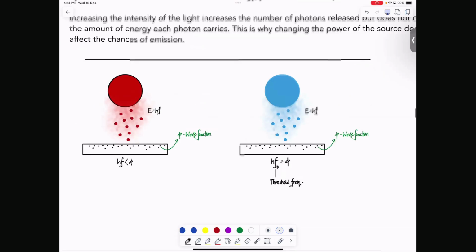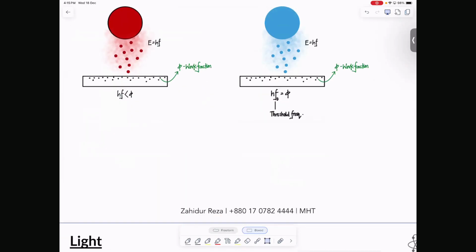Threshold frequency definition is very common in your syllabus. It's the minimum frequency needed for photoelectric emission to take place, right? Because at any frequency below this, emission will never happen, like ever. There's no way emission will take place below this frequency. At this frequency, emission just barely takes place.